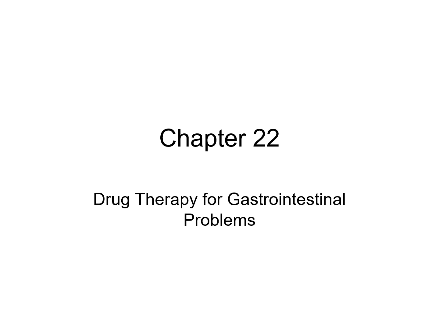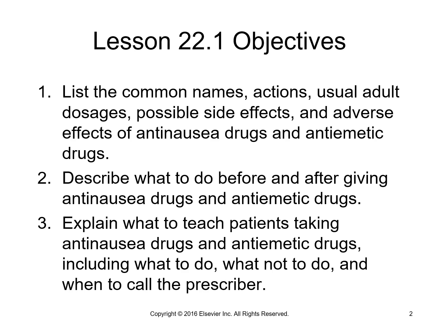Hi, in this lesson, we will be talking about chapter 22, which talks about drug therapy for gastrointestinal problems. Lesson objectives for this class will be listing common names, actions, usual dosages, and possible side effects and adverse effects of anti-nausea drugs and antiemetic drugs as well. We'll be talking about what to do before and after giving these medications. Explain to patients what to do, what not to do, when to call the doctor.